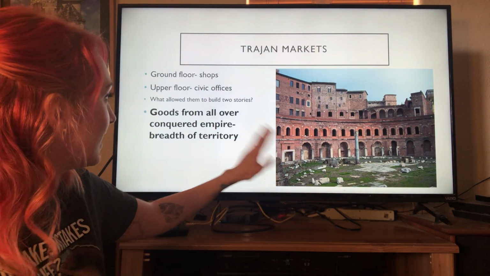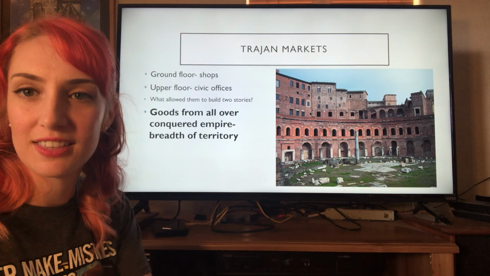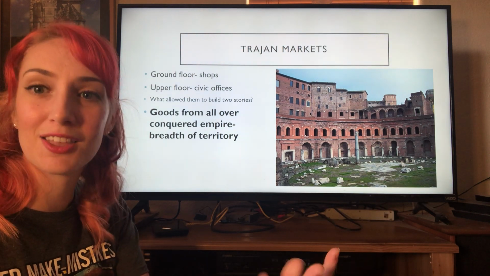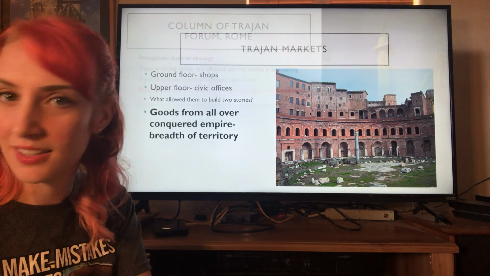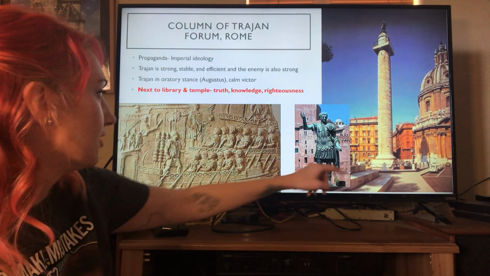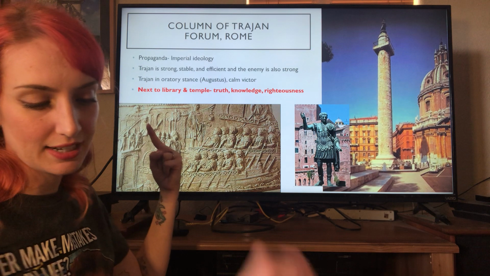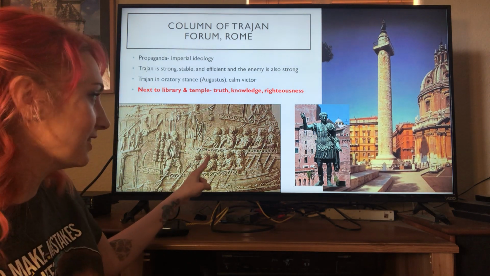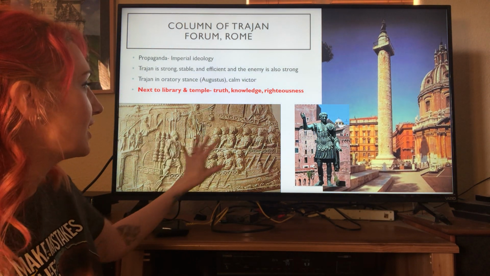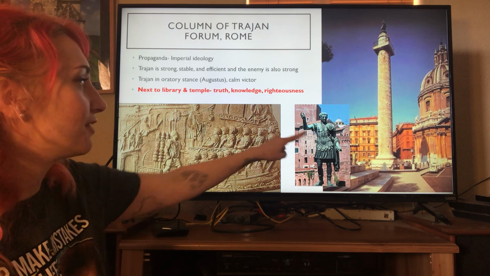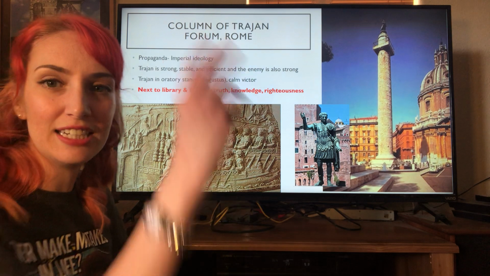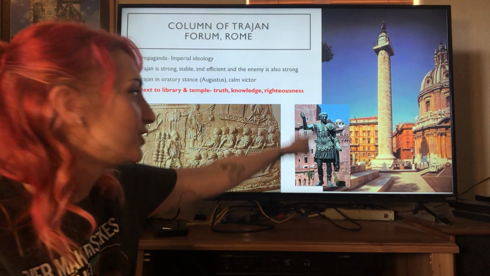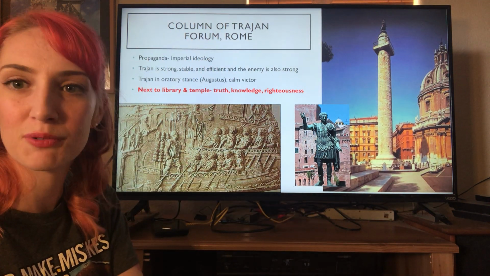Here go the markets. Again, this is goods from all over the territory, talking about the breadth of imperial Roman territory thanks to Trajan. And then here goes Trajan's column. So it's a spiraling continuous narrative around it, and discussing his military rule. And at the very top, we see Trajan as the military emperor. So he's in the oratory stance, but he's wearing his military garb as well, made out of bronze.